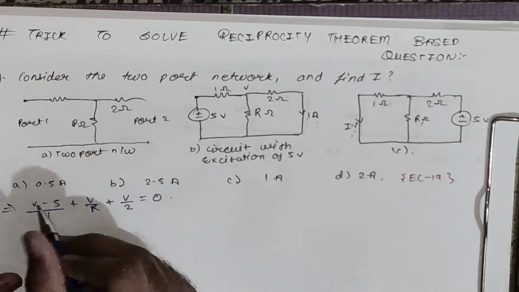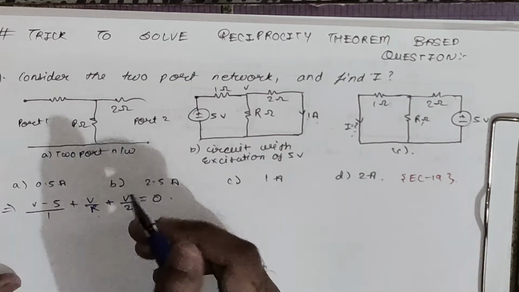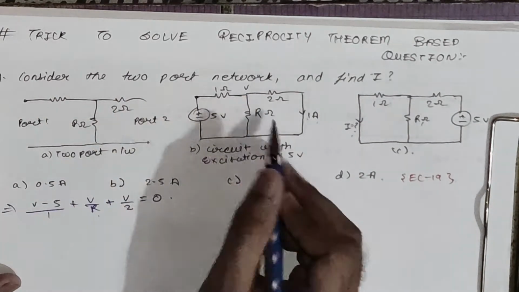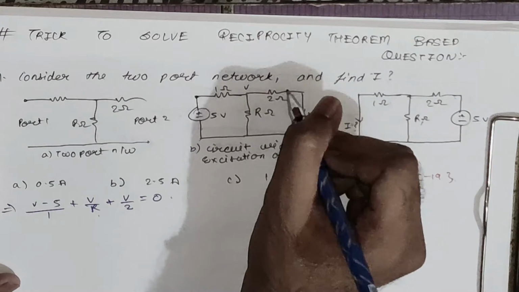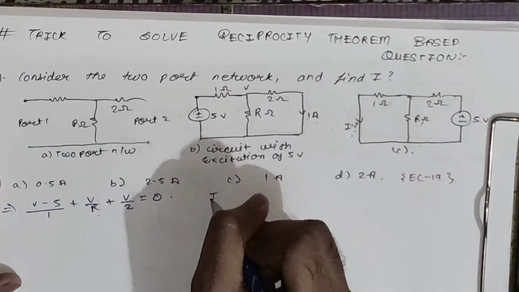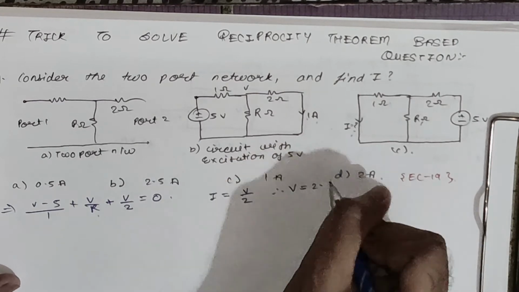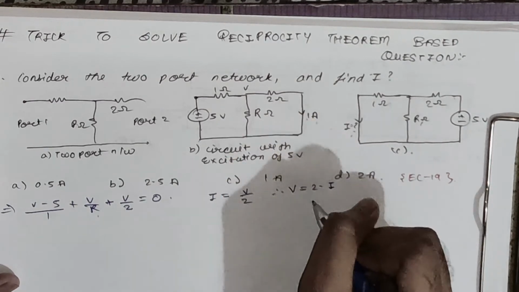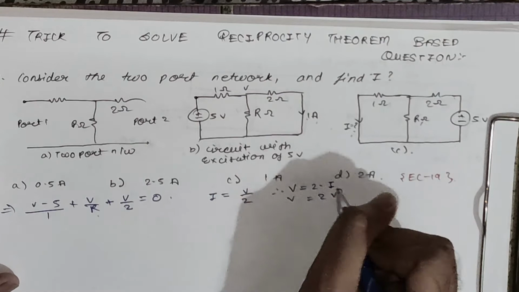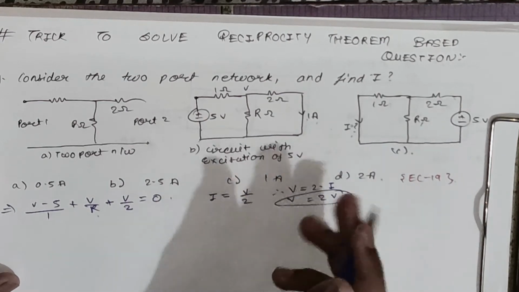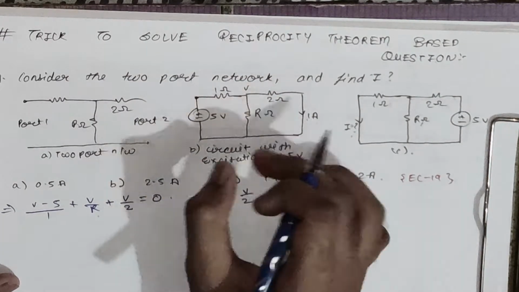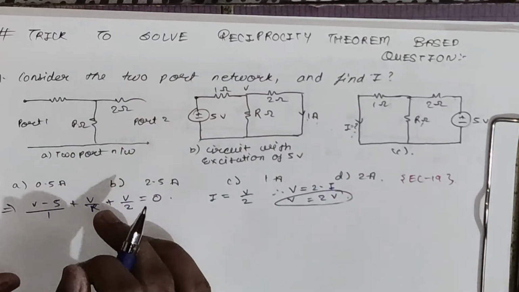Now here you can see we have two unknowns, V as well as R. So let us see whether we can find the value of V. We have this current as 1 ampere, and this current is nothing but V by 2 ohm, right? So V will be 2 multiplied by I, which is 1 ampere. So we get 2 volt as V. Now we can find the value of R easily by using this KCL.